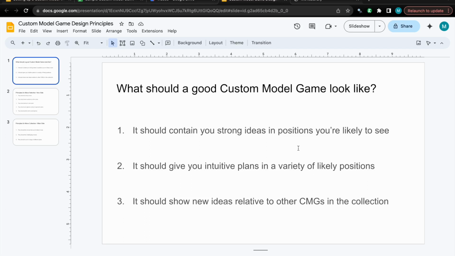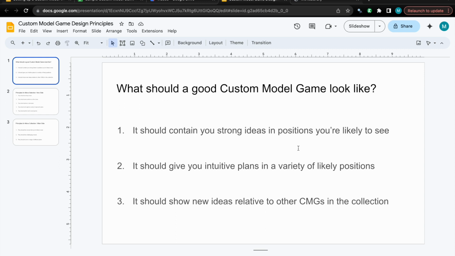We're going to talk now about the selection of moves and principles for custom model games. So the key thing to remember here is what should it look like at the end? What's it for? Well, it's going to be for your own personal training. So it should contain strong ideas and positions that you're likely to see.